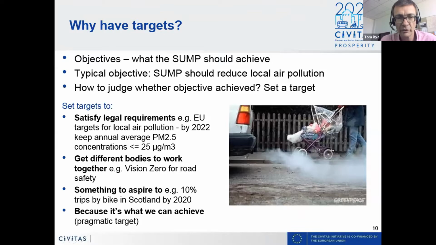Another reason for having targets is because you can set them in relation to what you think you can achieve. So if you like, it's the opposite of this aspirational target. So the aspirational target is saying, well, this is what you really want to achieve, and we're going to try to work towards it, even if we think it's really difficult. More pragmatically, you can just say, we'll have a target and we'll set it because we know we can achieve that target. And if you want to take a flexible approach, you can have somewhere between the aspirational target and the what we can achieve target.